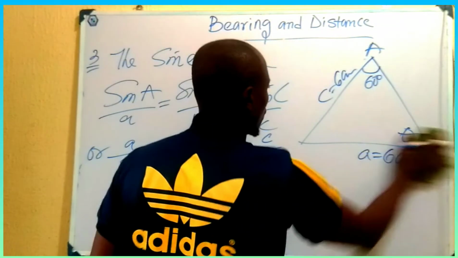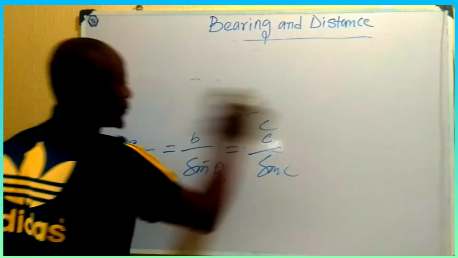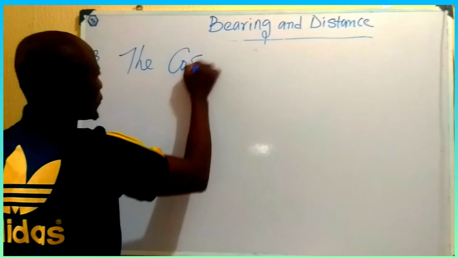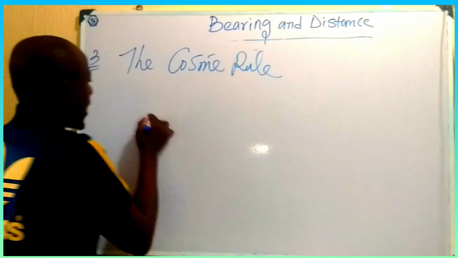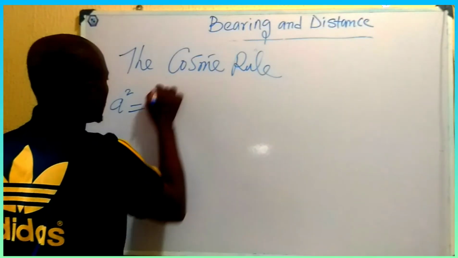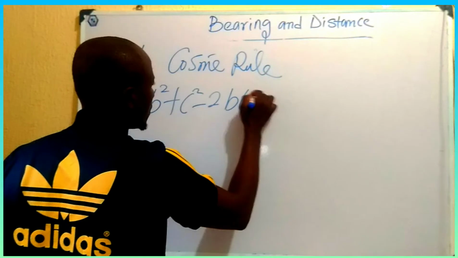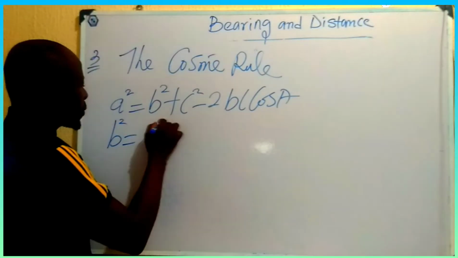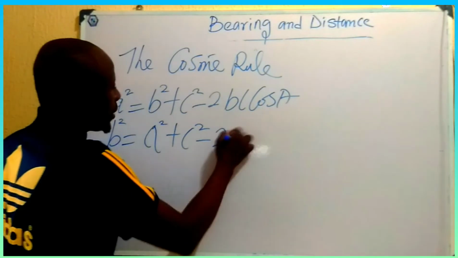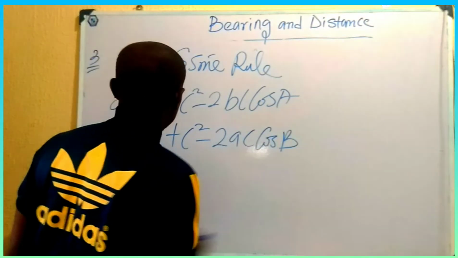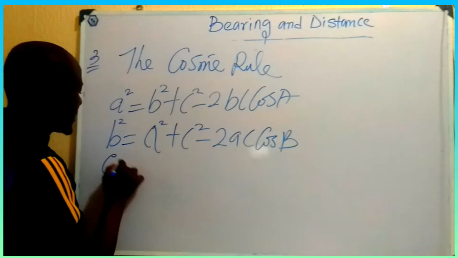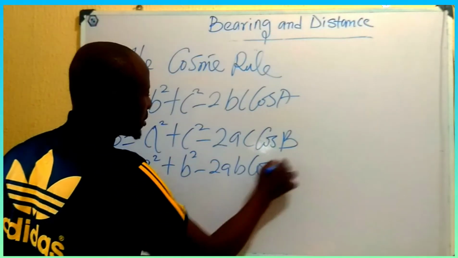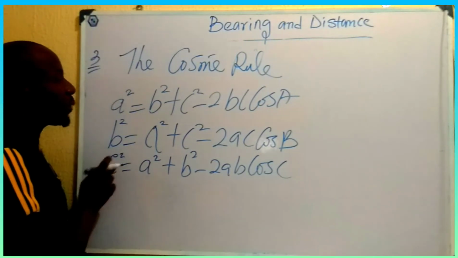The next one we are going to look at is the cosine rule. For the cosine rule, we have a squared is equal to b squared plus c squared minus 2bc cos A. That is for finding side a. Then b squared is equal to a squared plus c squared minus 2ac cos B, for finding side b. And c squared is equal to a squared plus b squared minus 2ab cos C, for finding side c.